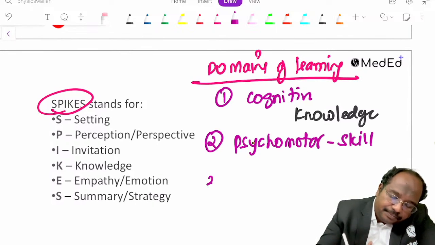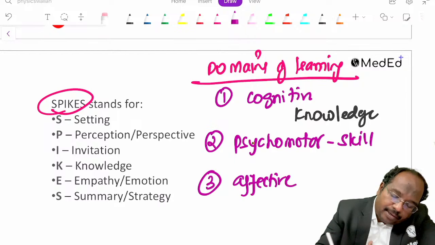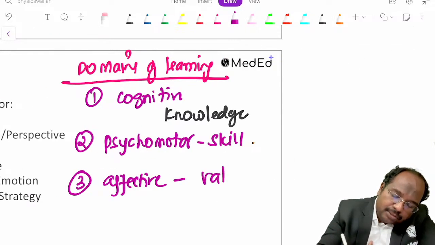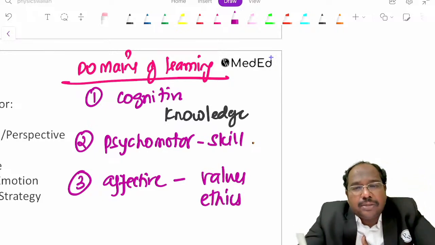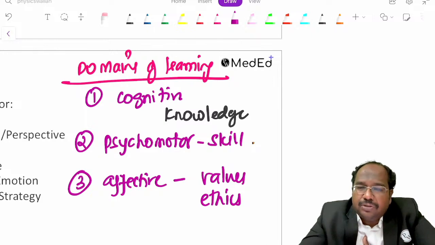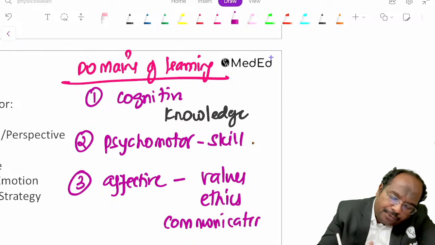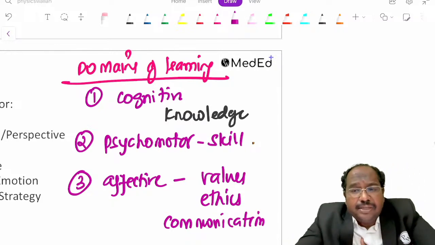Third is affective domain. Affective domain focuses on values. So ethics. It focuses on teaching values to students, ethics and communication. All these things will come in affective domain. So these are the various domains we have.